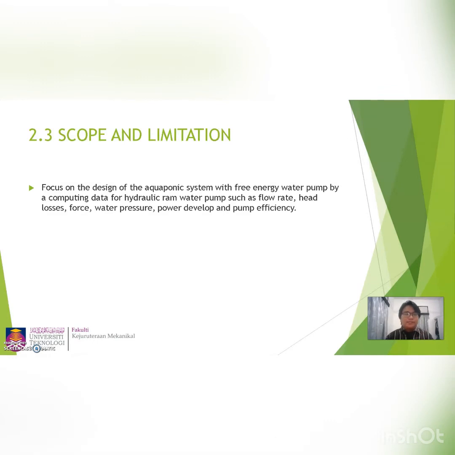The scope and limitation of this project are to focus on the design of the aquaponic system with a free energy water pump by computing data for the hydraulic ram water pump, such as flow rate, head losses, force, water pressure, power developed, and pump efficiency.